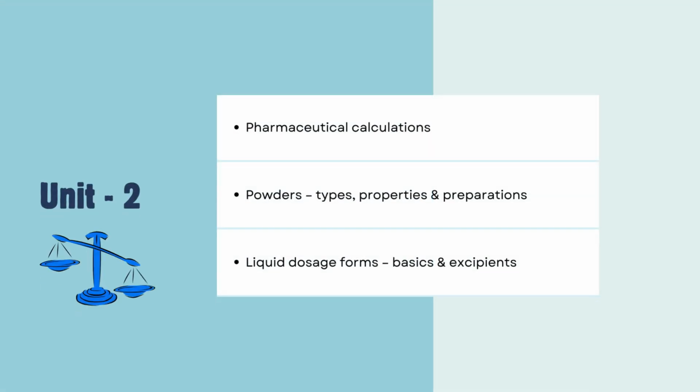In Unit 2, you will learn about calculations. In pharmacy, accuracy is very important. Even a small mistake can harm the patient. So, we will learn all the calculations. Second, we will learn about powders. We study different types of powders and how to prepare them properly. And lastly, you will learn about liquid dosage forms. We will learn what ingredients are added to make liquid medicines stable and tasty.